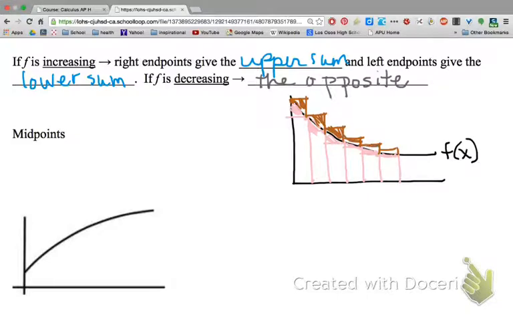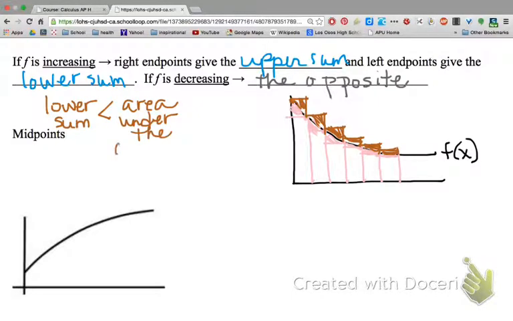So now this gives me the upper sum. And what I should have learned from that, in both cases, above and below, is that my real area is always somewhere between this upper sum and the lower sum.